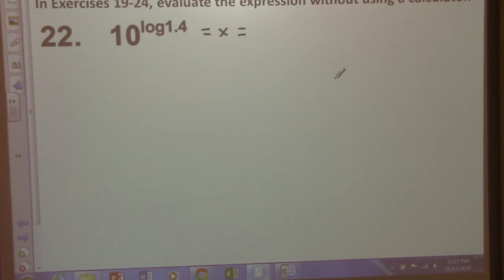Nicole, did you do 22? Yes. All right, Nicole, what did you get for 22? X equals 1.4. And they just collapse each other, right? So log base 10 of x is equal to log base 10 of 1.4. So x is 1.4. All right, thank you, Nicole.